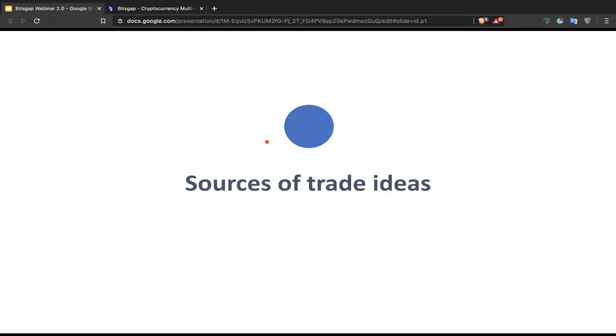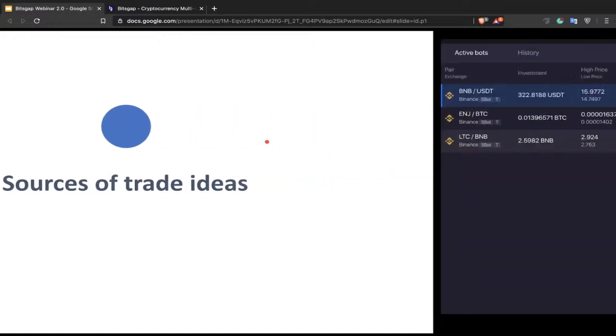So finally, what are the sources of trade ideas? Where can we find and generate trade ideas using the Bitsgap platform? That's something unique that we have to offer you.